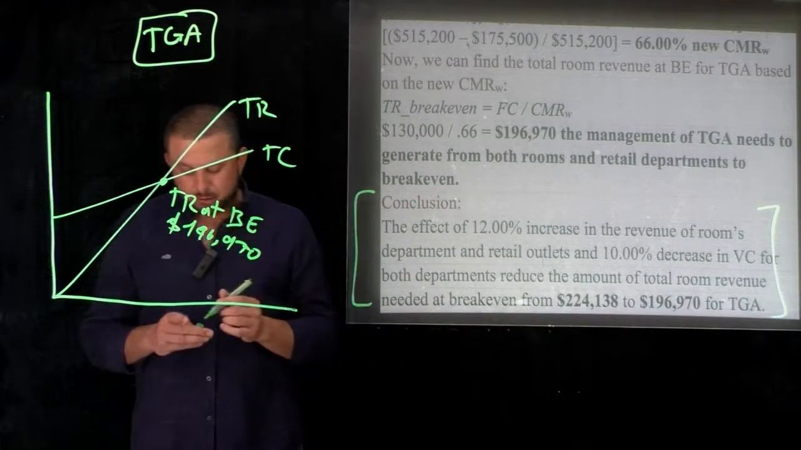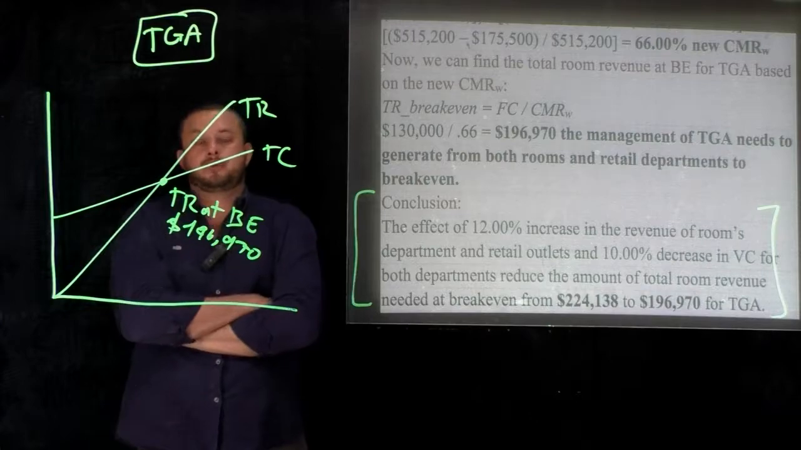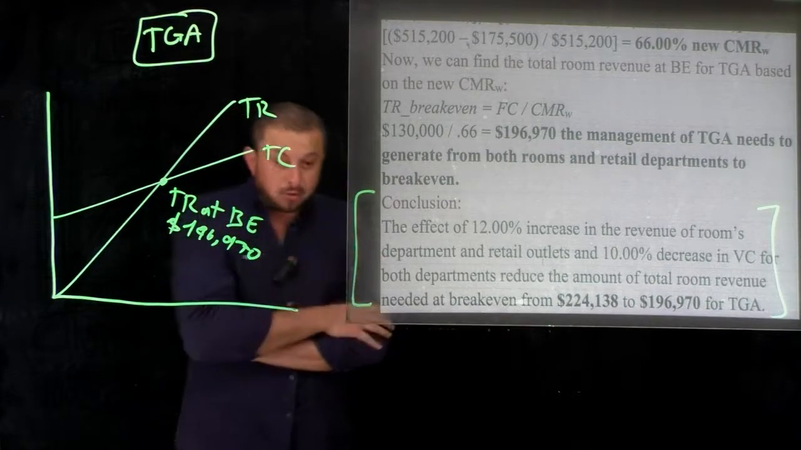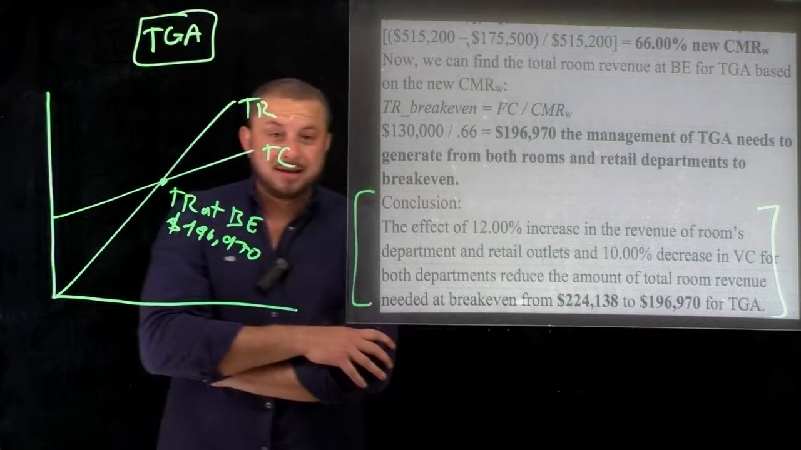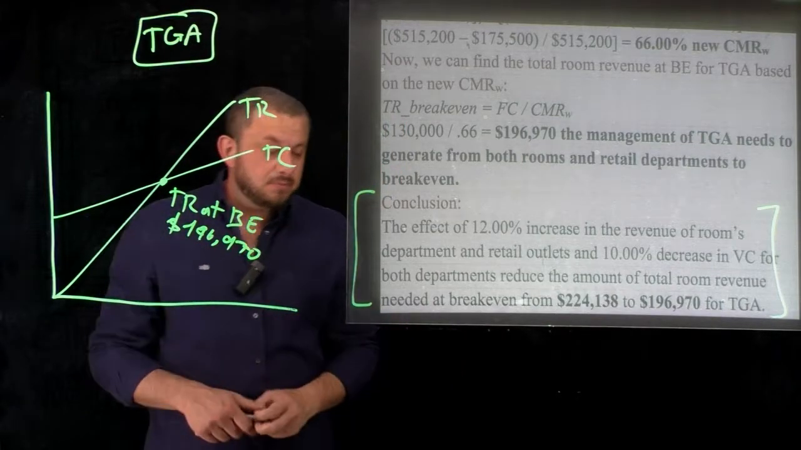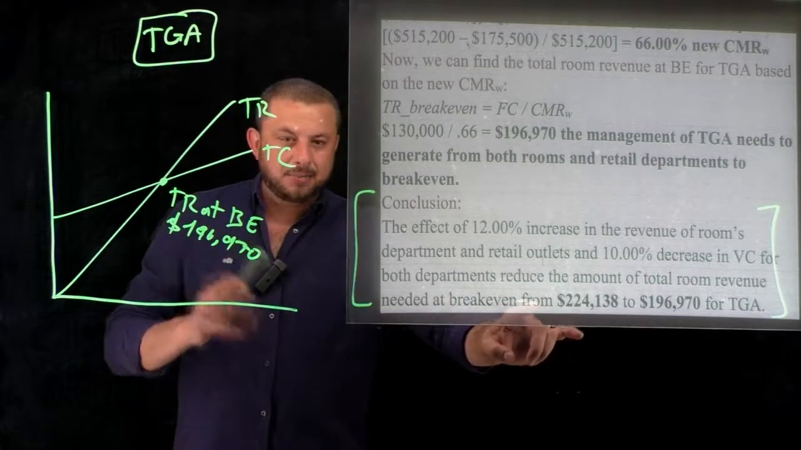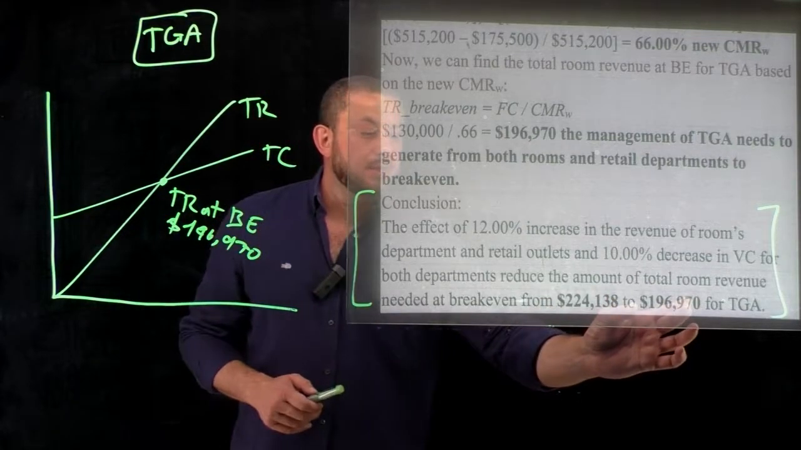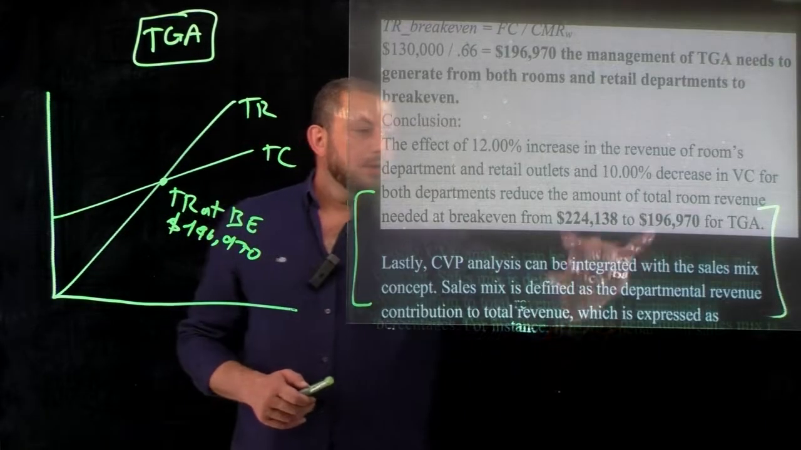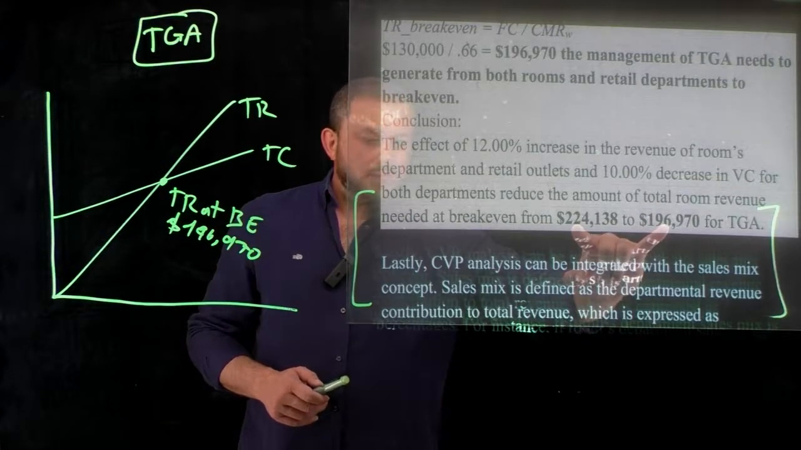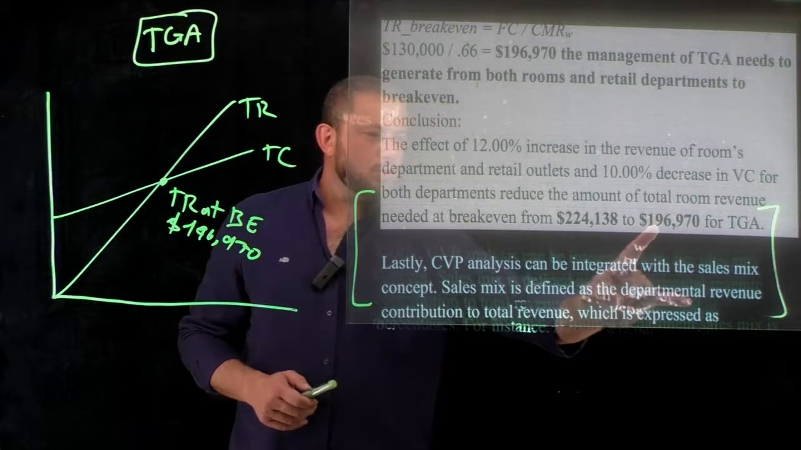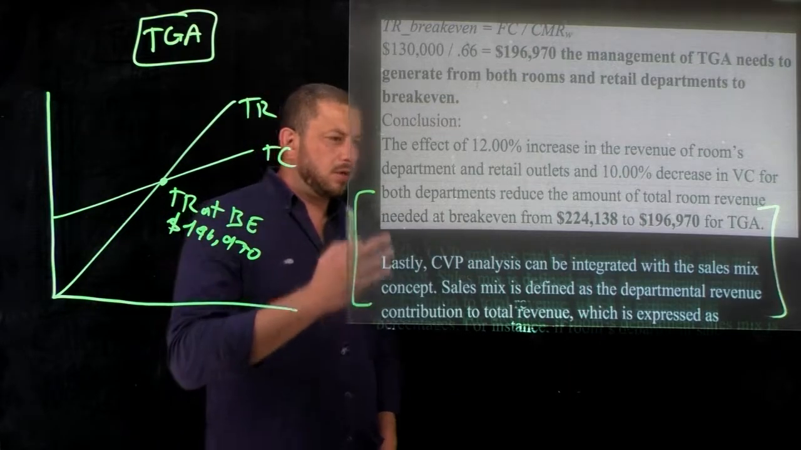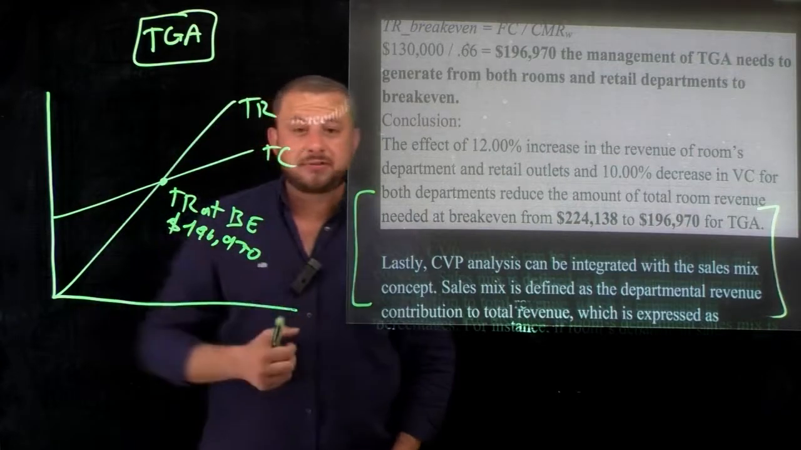The effect of a 12% increase in revenues for both rooms and retail departments and a 10% decrease in VCs for both results in TR break-even points shifting from 224,138 to 196,970. So look, let me just try to do the math. It's almost $29,000 difference.